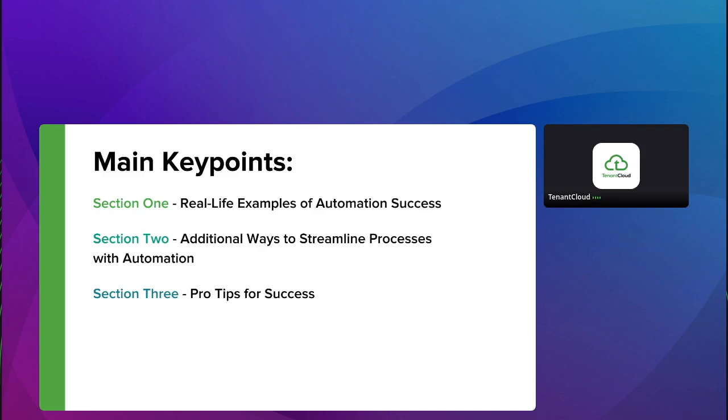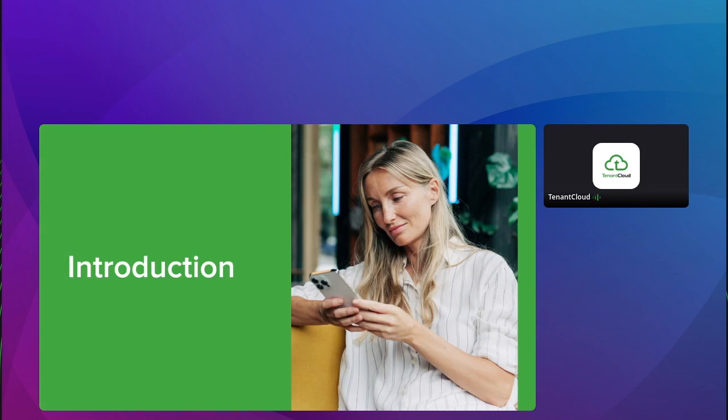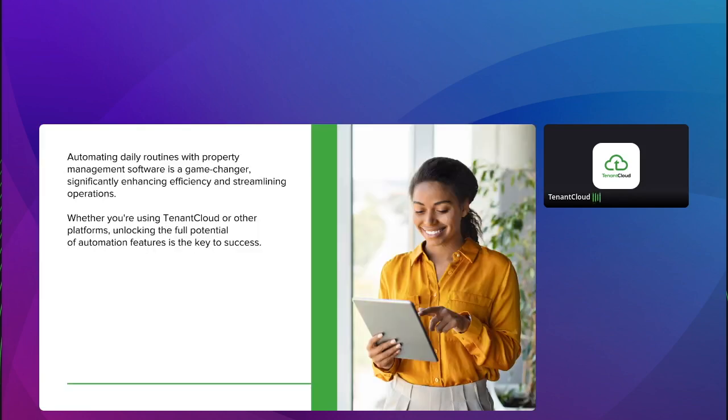All right, so section 1, we're going to cover real-life examples of automation success. Section 2, we're going to cover additional ways to streamline processes with automation. And section 3, we're going to cover pro tips for success. We're going to actually have a lot of real-life examples scattered throughout this presentation.